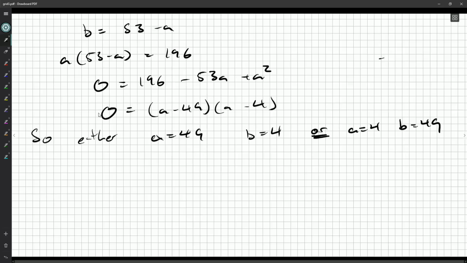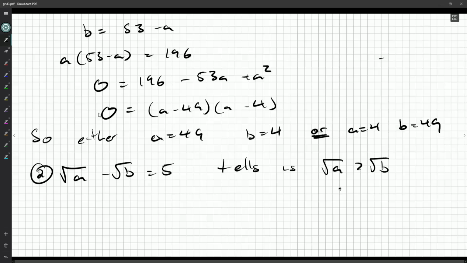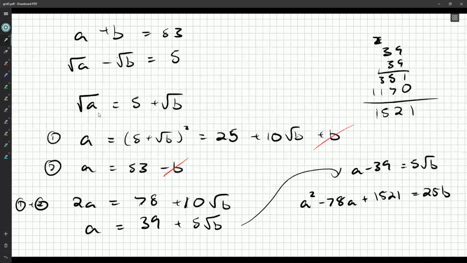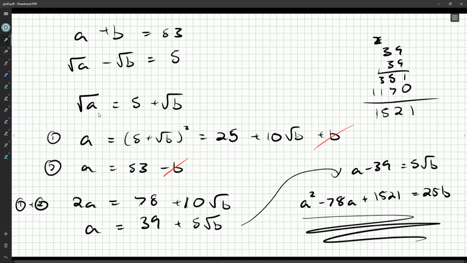But we can actually figure out which one it is, because we also need to satisfy 2, and that's root A minus root B is equal to 5. And this tells us root A must be greater than root B, so A must be greater than B. So A is 49, B is 4. Okay. And we probably would have gotten a similar quadratic over here on this side, but using that stuff and plugging it back in somewhere, probably here.